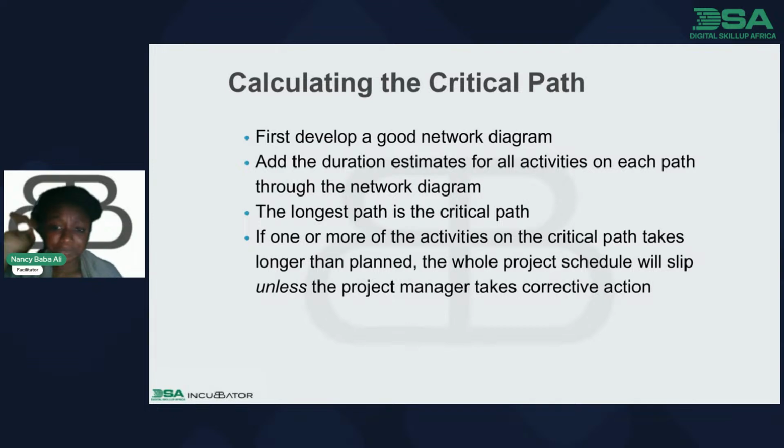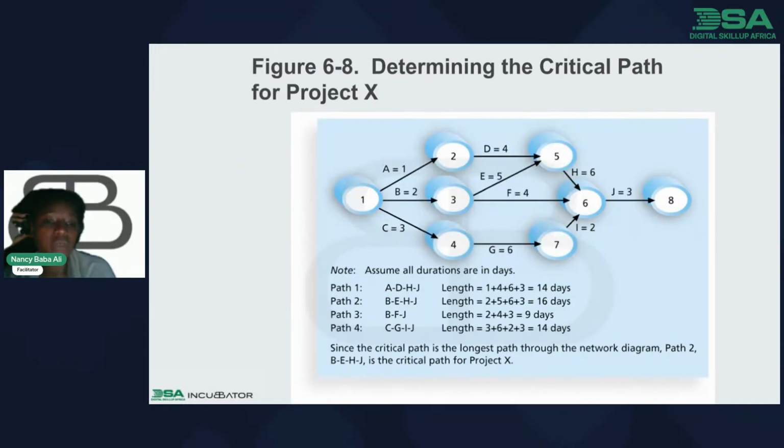In the next slide, we have a diagram, which is this. So if you can notice, in path one, we have ADHJ. That's from 1, 4, 6, and 3. It equals 14 days.